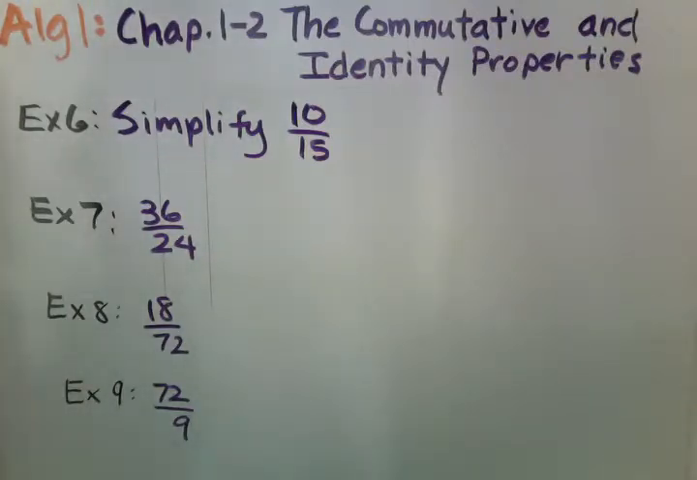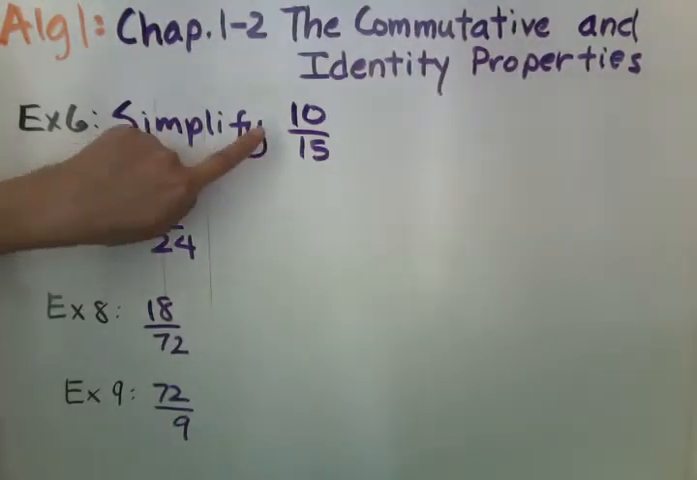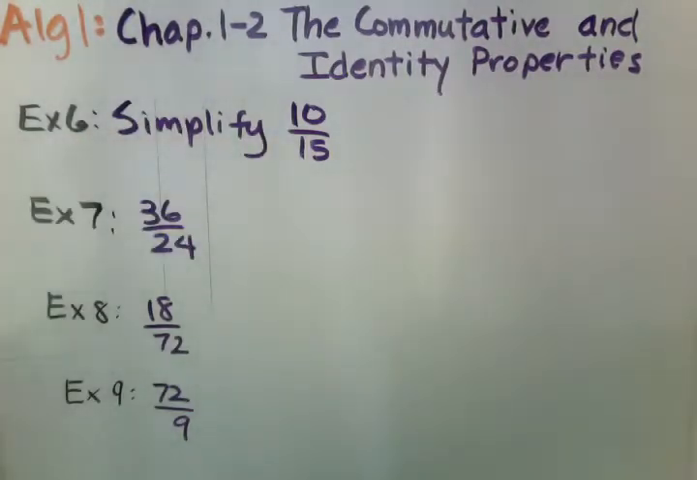In example 6, 7, 8, and 9, we are asked to simplify these fractions. I will show you two methods for you to choose from. One will follow the book examples, and the other one is just an alternate way that maybe your teacher will show or you've learned in the past. So let's begin. Simplifying is another word for reducing. So let me repeat. Simplifying is another word for reducing.